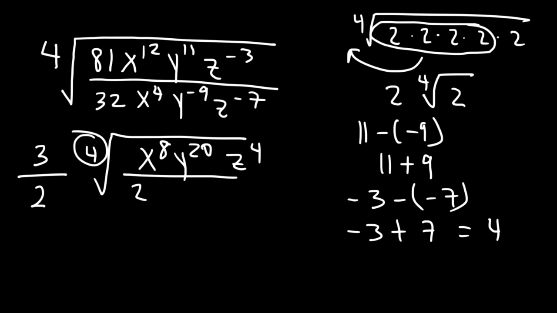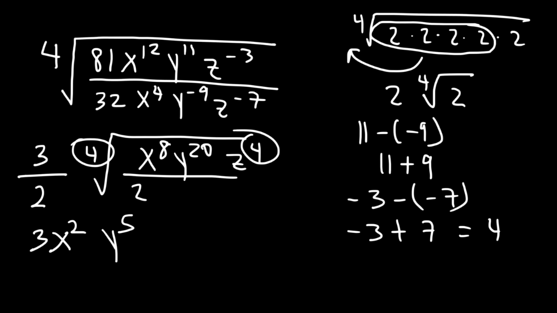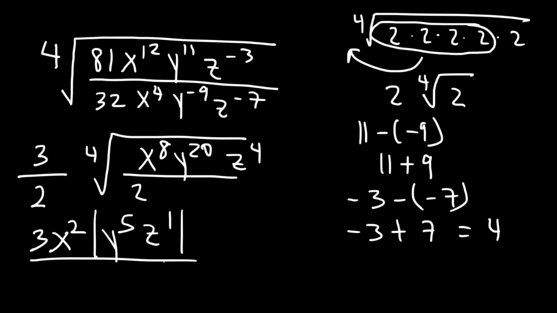Now the 4th root of x to the 8 is going to be x squared. What you need to do is divide 8 by 4, you get 2. So x squared is going to come on the outside. 20 divided by 4 is 5, so y to the 5th is going to come out. And then 4 divided by 4 is 1, so z to the 1st power will come out. And we can put this within an absolute value symbol because we have an even index number and an odd exponent.